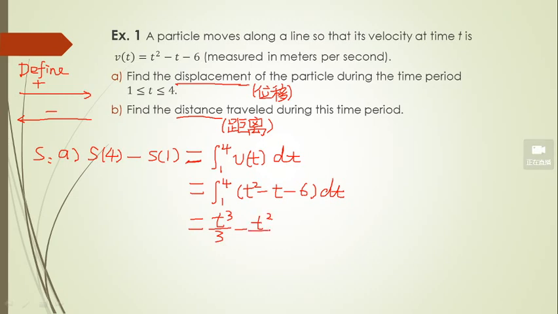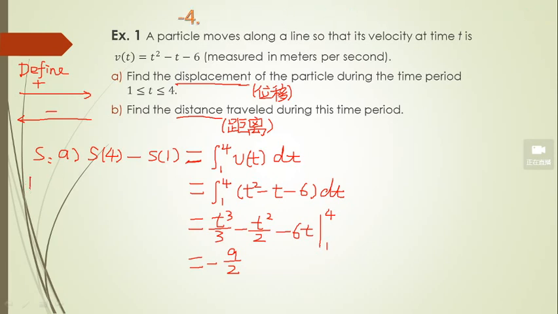The antiderivative of t squared should be t cubed over 3. For t, it should be t squared over 2, minus 6t, and then evaluate it from 1 to 4. And here you can finish the calculation later, okay? The answer should be minus 9 over 2. How can we interpret this displacement? Minus 21 is not right. So the answer we get is minus 4.5 meters.